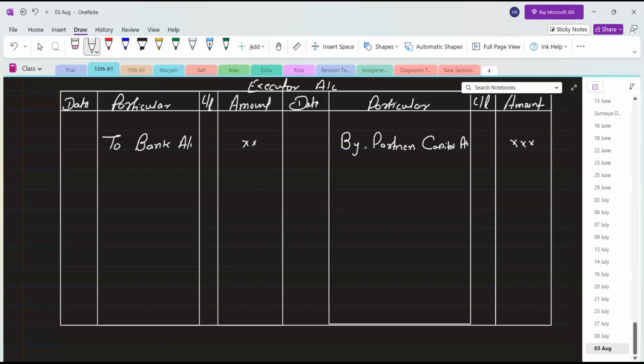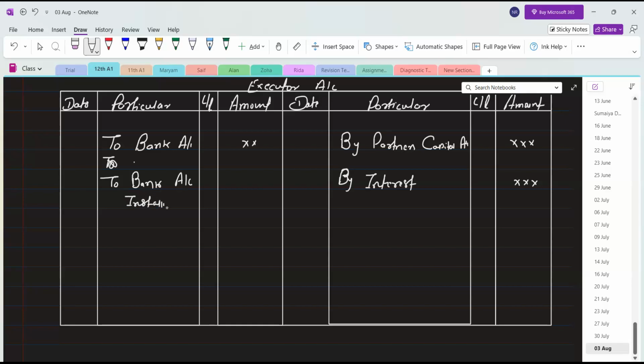So every year, at the end of the year, we will write interest. So by interest, interest will be added to the remaining balance, and along with interest, if we include the payment of principal, then it will be called installment. So I will write here to bank account installment. So you can see I have written two bank accounts.